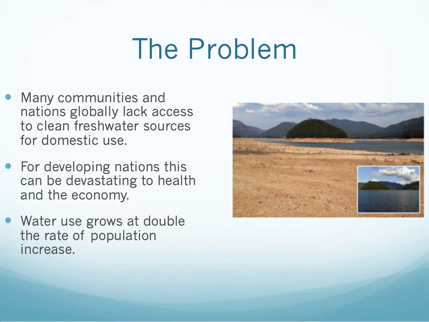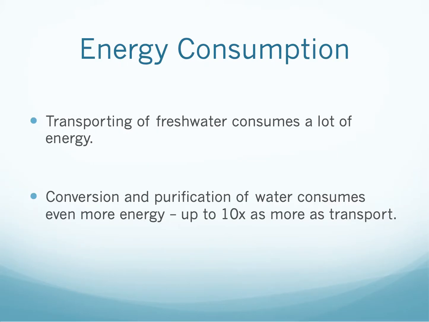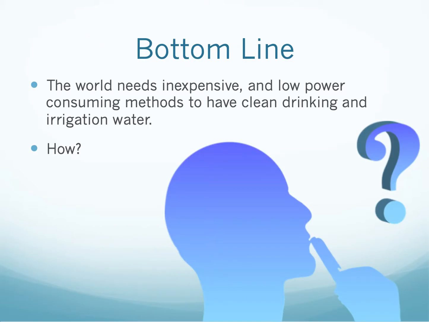And while this is going on, water use continues to grow at double the rate as the population is increasing. And furthermore, energy consumption is also an issue because the transporting of fresh water consumes a lot of energy. Furthermore, the conversion and purification of water consumes even more, up to 10 times as much as transport. The bottom line here is that the world needs an inexpensive and low power consuming method to have clean drinking and irrigation water. But how?